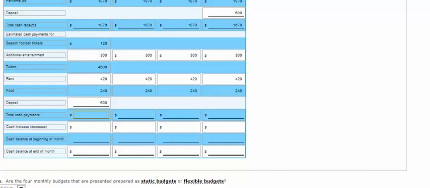For the month of September, our cash payments are going to be $6,280. For October, I'll add the three numbers together, so that's 300 plus 420 plus 240. That looks like 960. And that'd be the same for each of the remaining months.